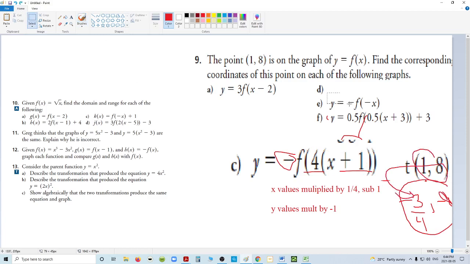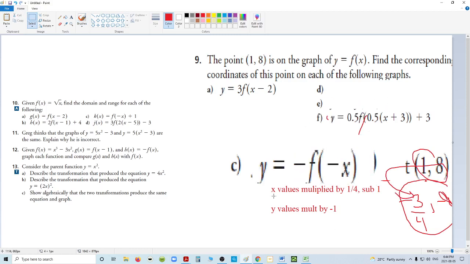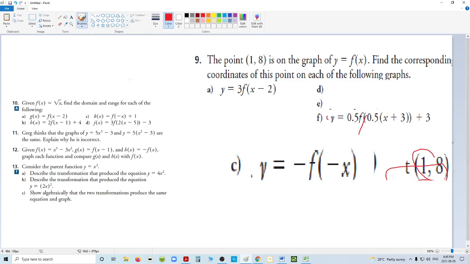These are just 2 reflections. So you see this one's just a reflection in the x and the y axis, which just means I multiply my coordinate x value by -1 and the y values by -1. And I get (-1, -8). And that's the new coordinate of this one. These are the easiest ones to do when it's just -1, -1.